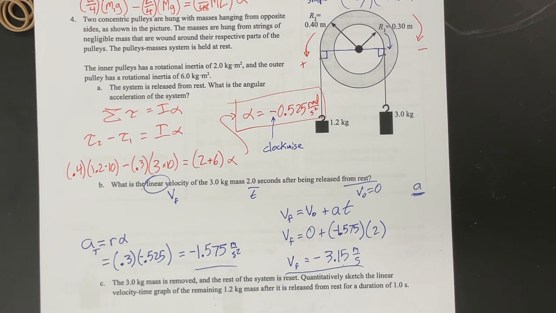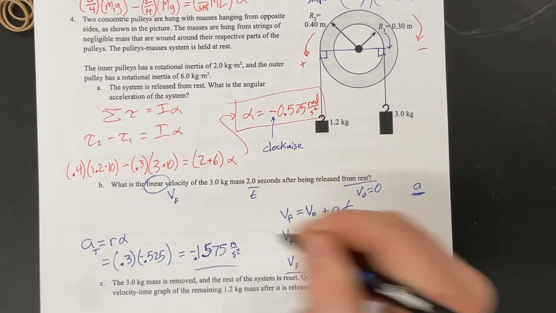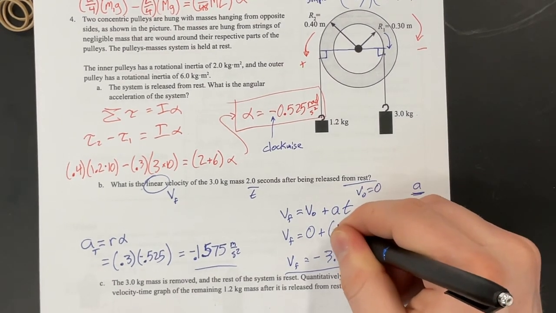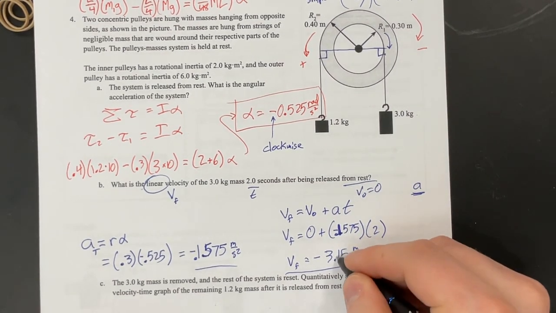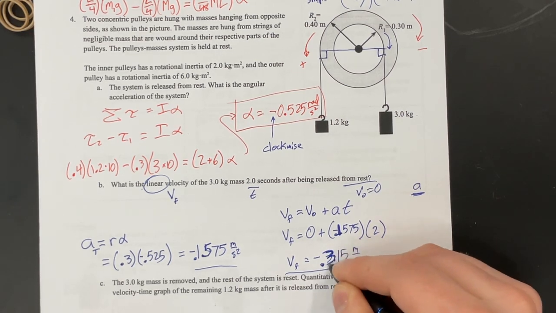Yeah. 0.3 times 0.525 is 0.157. Oh, my decimal places are all out of whack today. 0.1575. Thanks for catching me. 0.1575, which means 0.315.